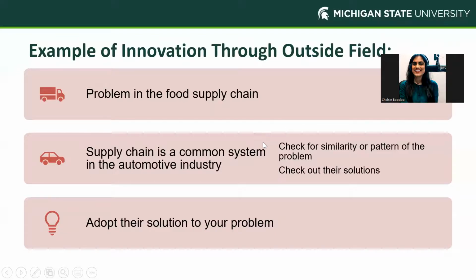Now, you move that into the food supply chain and you ask, what can I tweak from the automotive industry supply chain that I can use and learn from for solving my problems in the food supply chain? So that's one way of developing innovation.